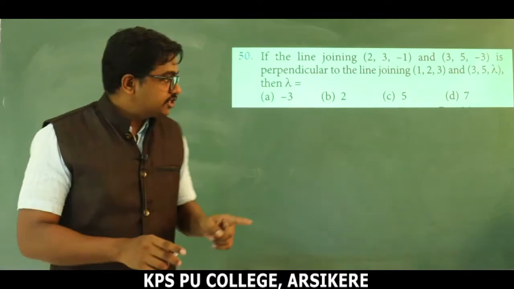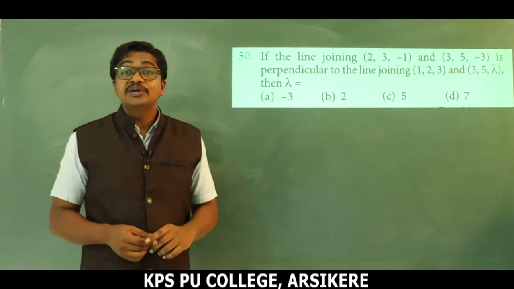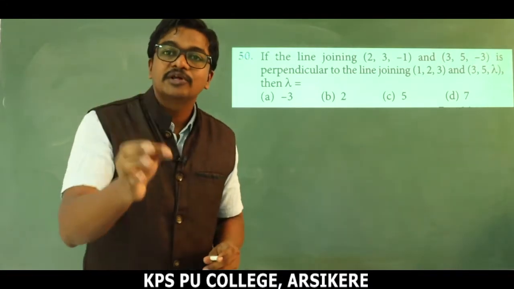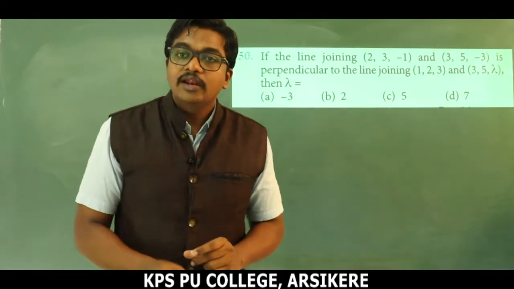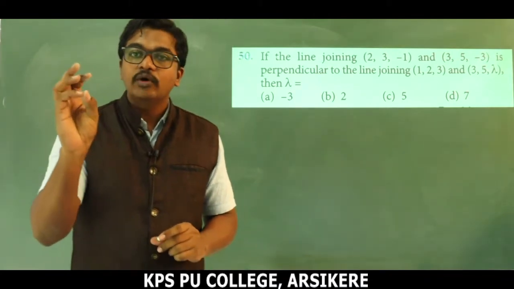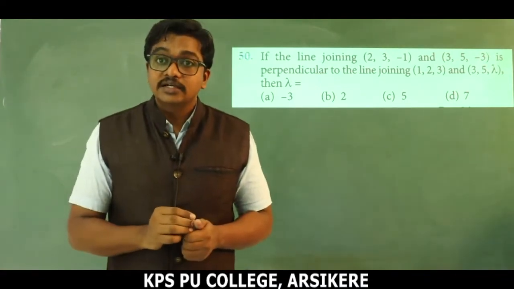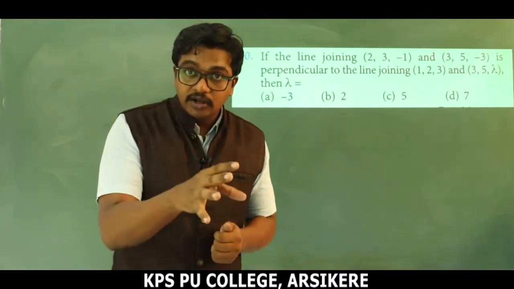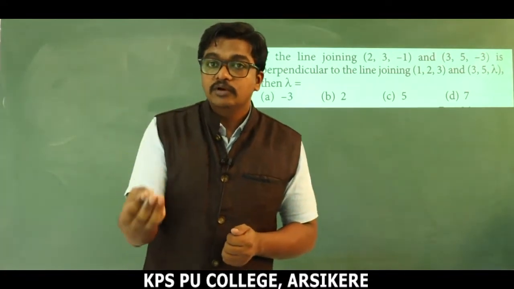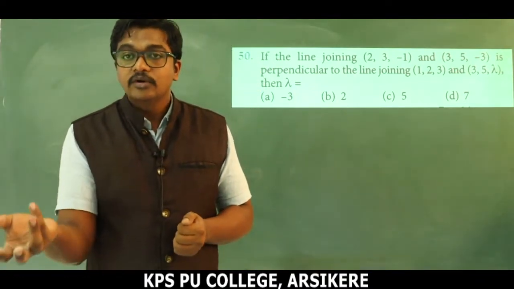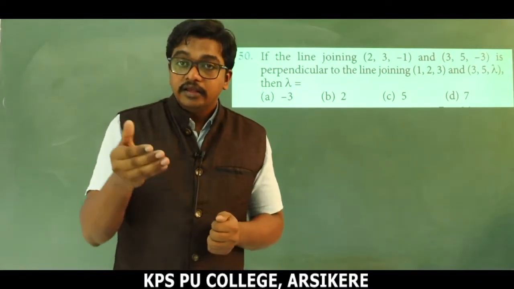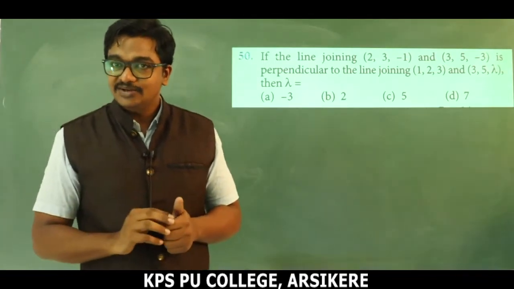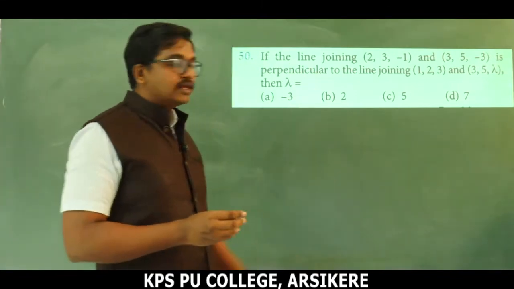So the given condition here is that the lines are perpendicular to each other. Just remember the property, remember the condition. When line L1 has the direction ratios A1, B1, C1 and line L2 has the direction ratios A2, B2, C2, then when they are perpendicular we have the condition A1A2 plus B1B2 plus C1C2 is equal to 0, and when they are parallel A1/A2 is equal to B1/B2 is equal to C1/C2. This is the condition we have, right? So directly go with that case.